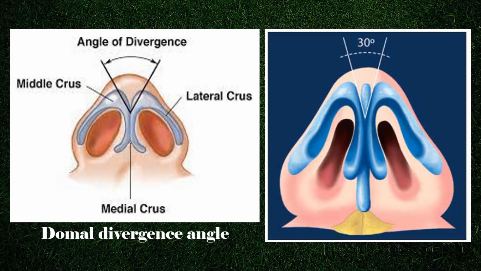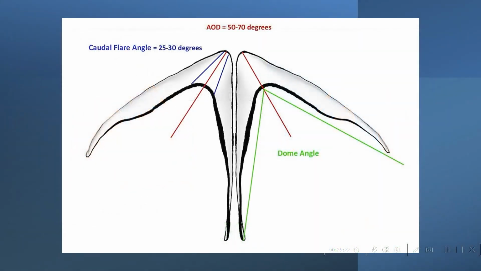The dome angle, which is evaluated on a basal view, evaluates the angle of divergence from a different perspective. This measurement is approximately 25 to 40 degrees. The caudal flare angle, which compares the width of the dome from cephalic to caudal border, should be 25 to 30 degrees. The optimal divergence, angle of dome divergence, of the two domes lies in the 50 to 70 degree range when viewed from above.